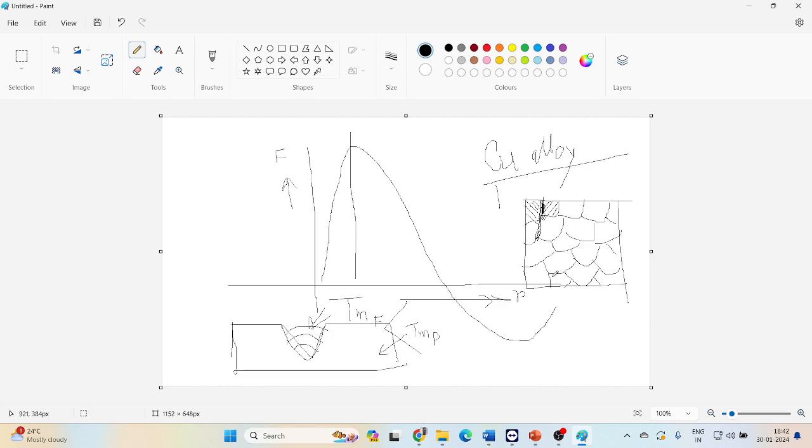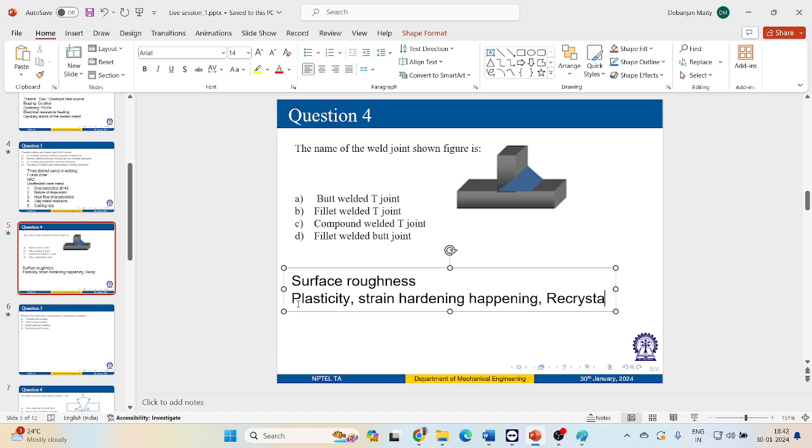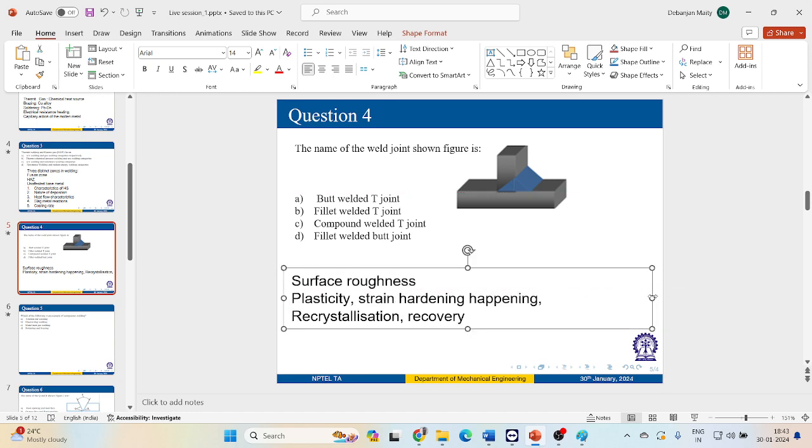Now, there can be some kind of work hardening and plasticity because of deformation. I'm mentioning just the terms: plasticity, strain hardening happening. I don't know if you have heard the term recrystallization, and the term recovery. Those things happen whenever you are doing something called severe plastic deformation.